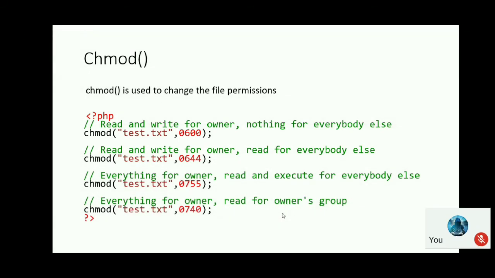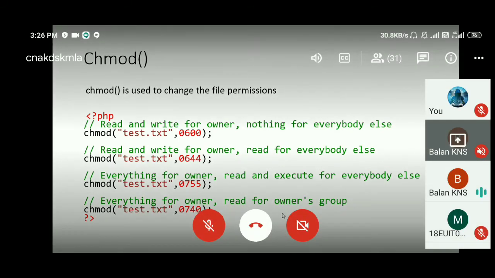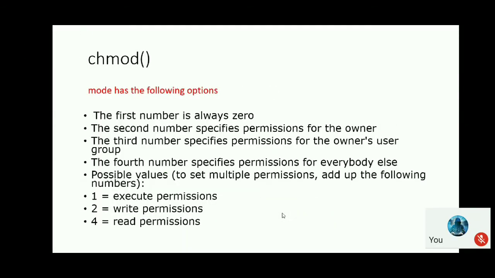When I mention zero, it means others cannot do anything. That is the meaning of it. And this is called the specifications of the file. So the first number will always be zero. The second number shows the permission of the owner. The third number belongs to the owner's group. And the fourth number gives the permission for everyone else. Whoever is operating with the system has the permission to access the file like that.